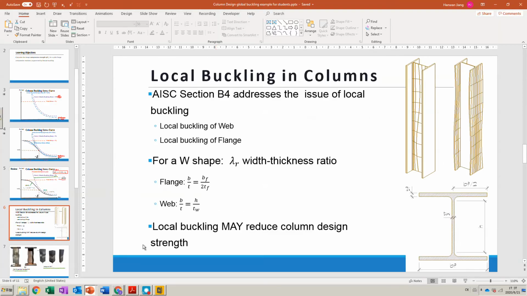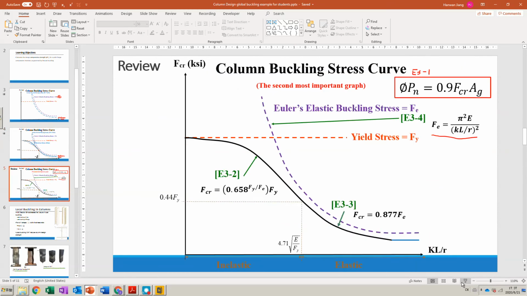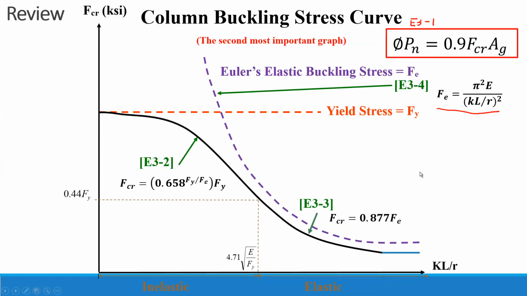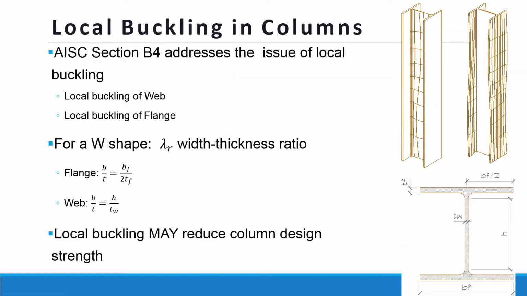And then you can link the manual to this graph. This is a very important graph for this class. You will know which equation you want to use to determine your Fcr and then calculate your Pn. And typically, prior to solving Pn, you also want to look into the local buckling problems in the columns.